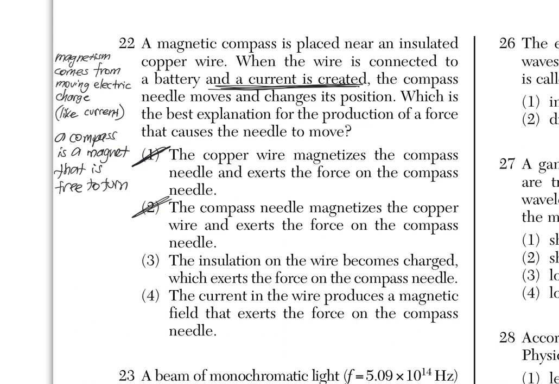So not this one. Insulation of the wire becomes charged and exerts a force on the compass needle. I don't know how the insulation would become electrostatically charged, but choice 4, the current in the wire produces a magnetic field because it's moving charges, and that exerts a force on the compass needle. That is true.